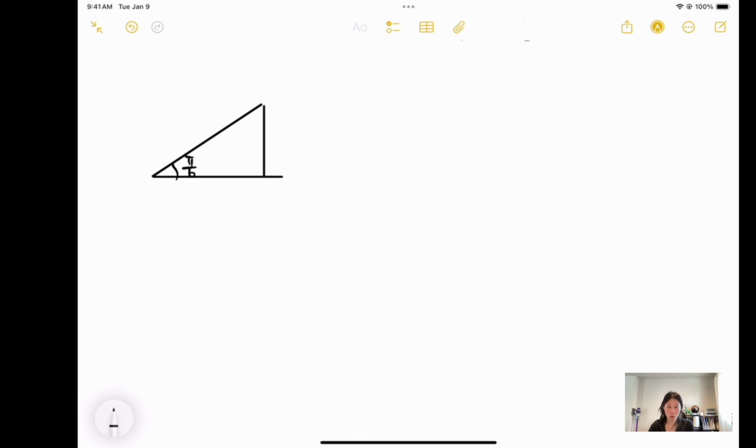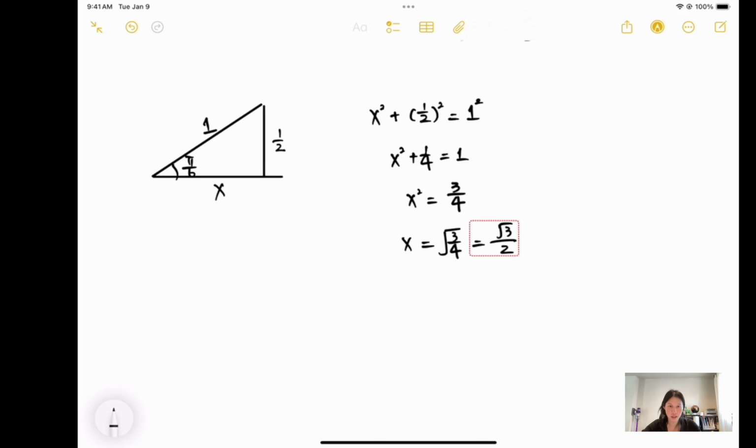So we don't know this. This is our x value, right? The horizontal value is the x value. Then we can use the Pythagorean theorem to find out what x is equal to. So we have x squared plus 1/2 squared equals 1 squared. Simplify it, I have x squared plus 1/4 equals 1. And x squared is equal to, subtract 1/4 on both sides, 3/4, and take the square root of it. So I have square root of 3/4, which is square root of 3 over 2. So that's our x value.